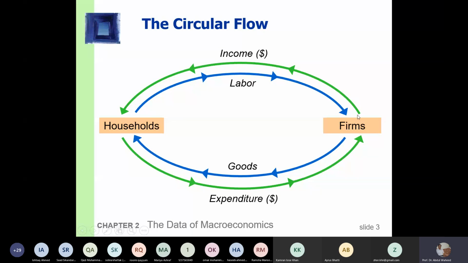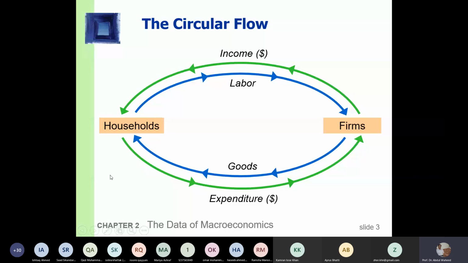So we have income from here. Income will go to household because they are providing labor services to the firm, and then the firm will use this labor service to produce goods and services, and then household gets goods and services in return. They have to pay for this from their income, they will make expenditure. So this is the circular flow in a two-sector economy when we have only firm and household.